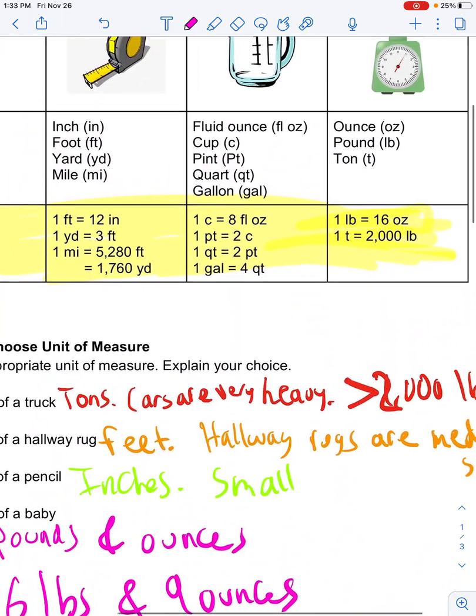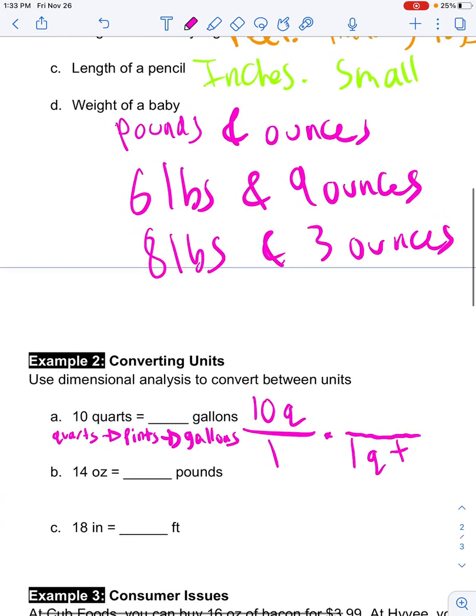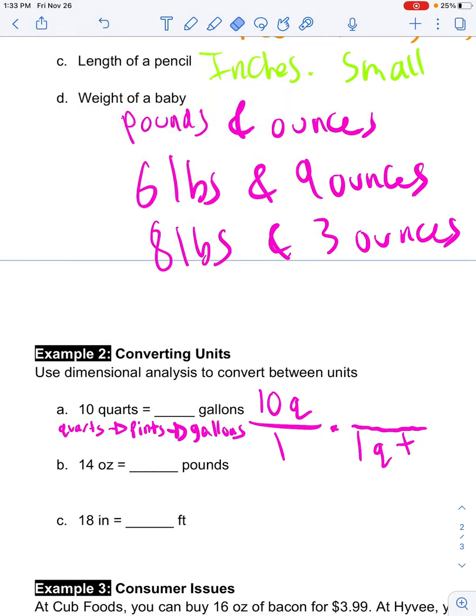Oh man, I'm going the wrong way. Mr. Larson's losing his mind. We're not going to go quarts to pints to gallons. We're just going to go quarts to gallons. I'm going crazy.